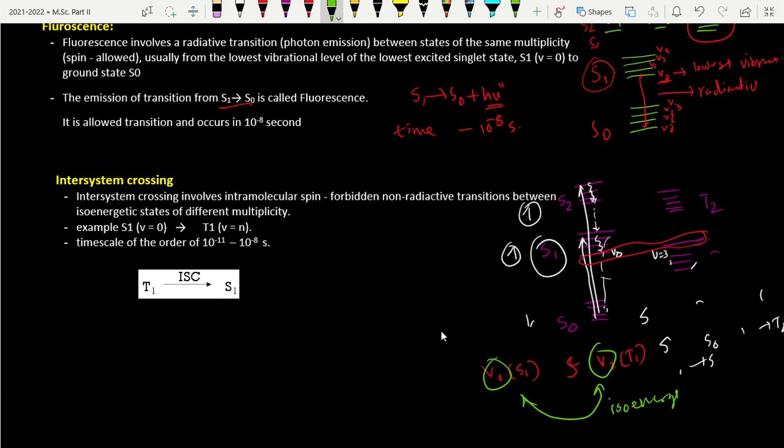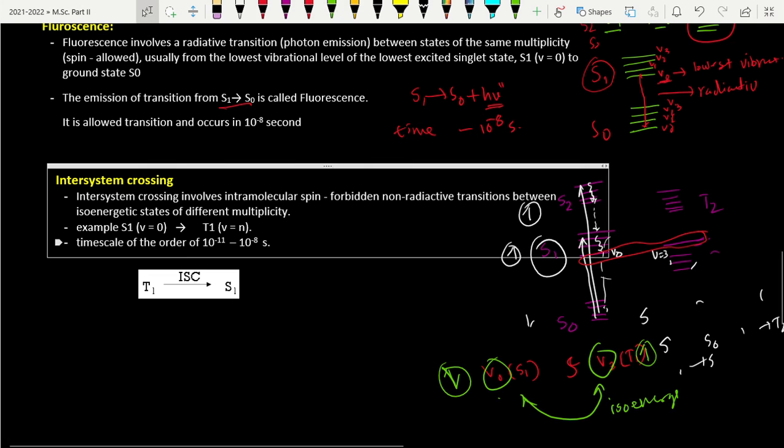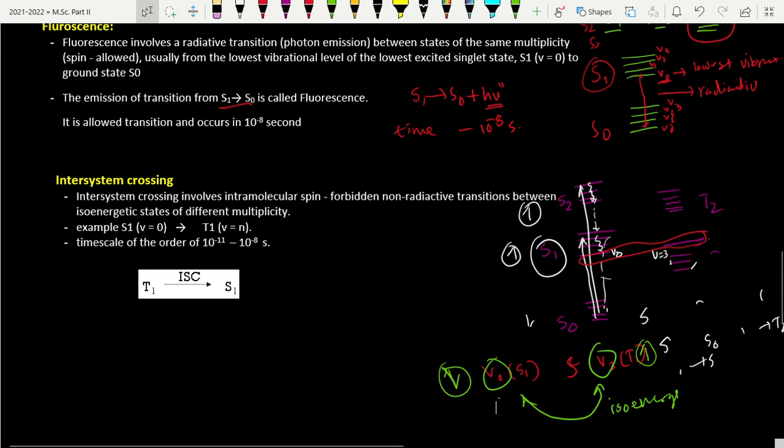So due to this, the transition is non-radiative, meaning without emission of any kind of energy, and takes place with spin inversion. The electron has spin like that, but when this transition occurs, the spin of the electron is inverted like that. The time scale for this process is 10⁻¹¹ to 10⁻⁸ seconds.